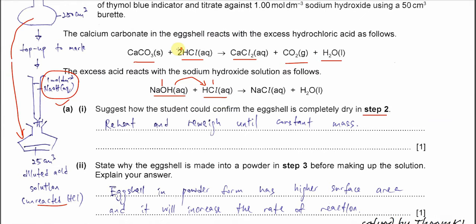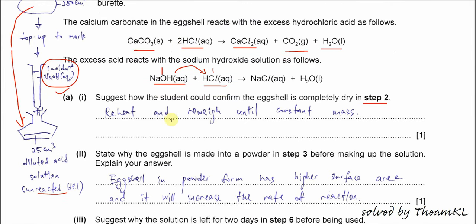So to make sure it's completely dry, we have to heat, reheat and reweigh until we get a constant mass. That means the first mass, the second mass and the following readings are close enough.